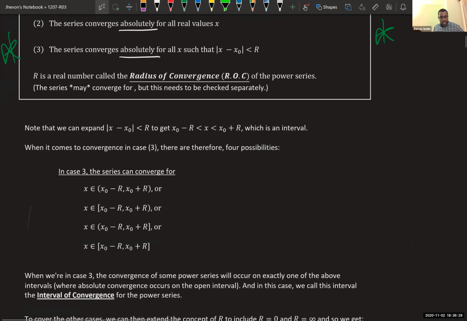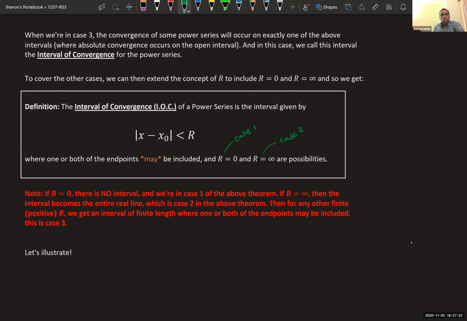So that's pretty much case 1 here. R equals infinity is how we would describe case 2. Now for case 3, your big R is going to just be equal to some finite real number, right? And our goal would be to know what that real number is so we can tell where this little thing that we wrote down would actually make sense. So let's actually illustrate this.